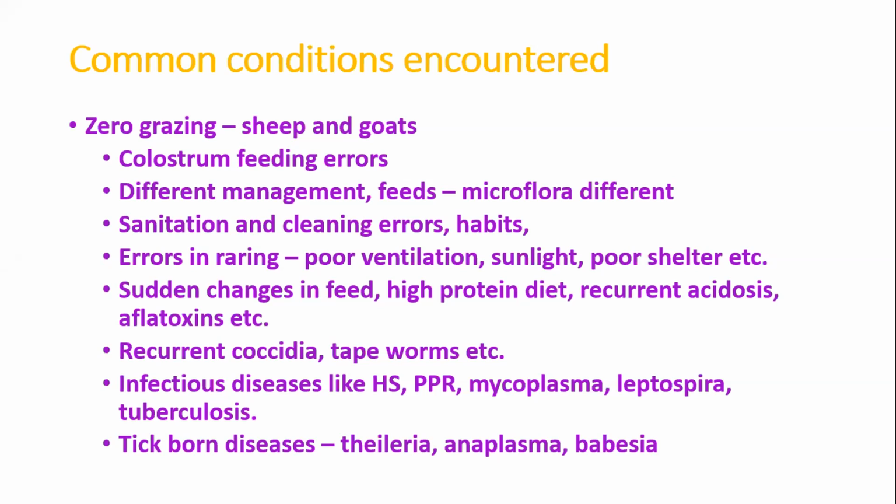Then aflatoxicosis is one of the biggest problems in stall feeding, as well as in grazing animals. So the important factor is the storage of feed, especially green feed as well as dry feed. Storage is a main concern in the creation of aflatoxicosis, or chronic aflatoxicosis, in stall fed animals.